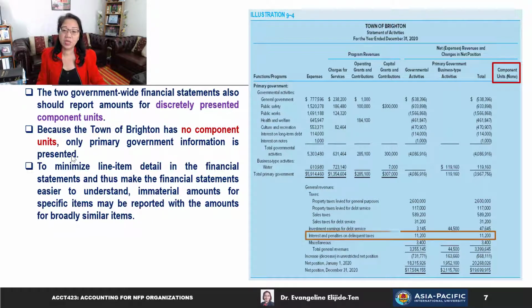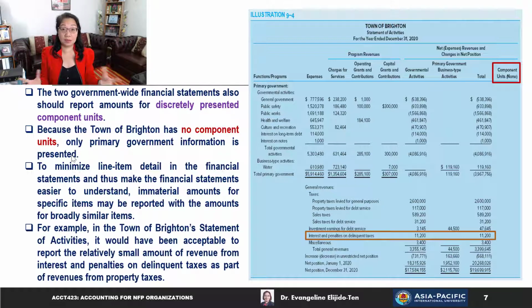So have a look here, for example, interest and penalties on delinquent taxes, because the amount is only 11,200. All right. It's actually acceptable to report the relatively small amount of revenue from these interest and penalties on delinquent taxes as part of the revenues from property taxes.